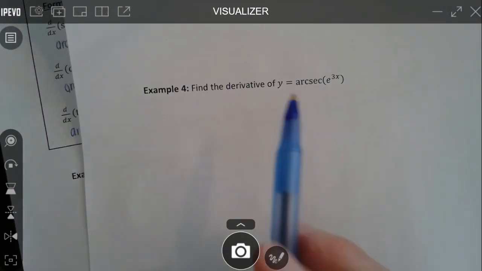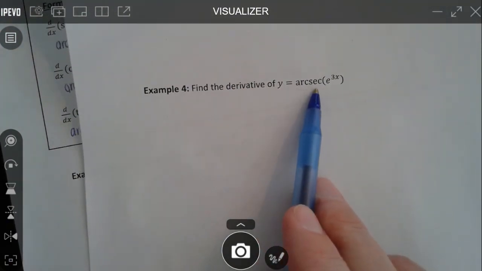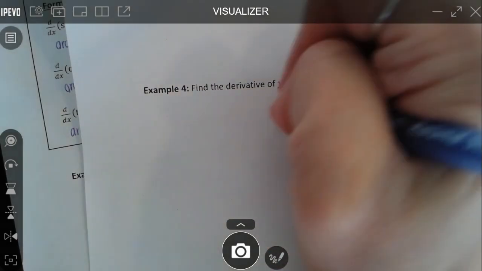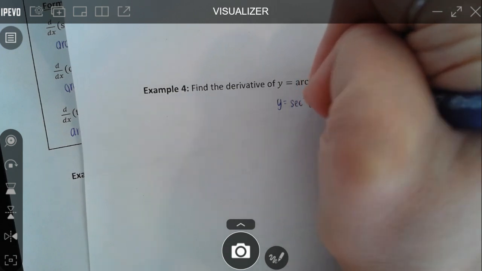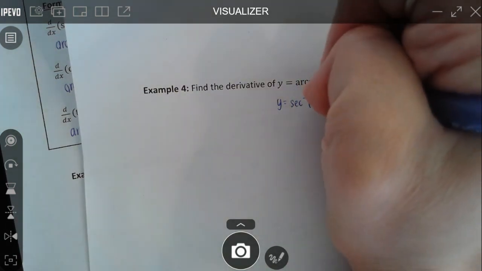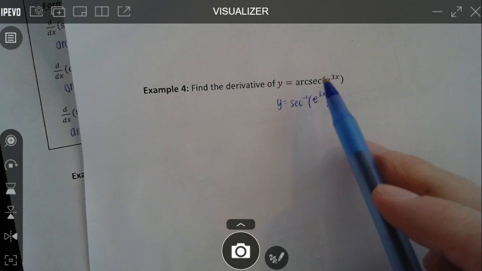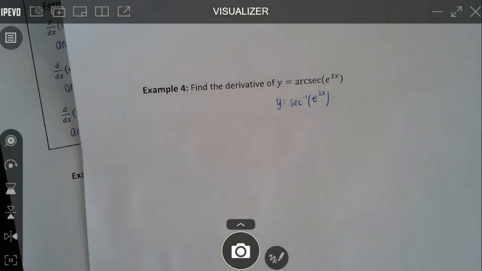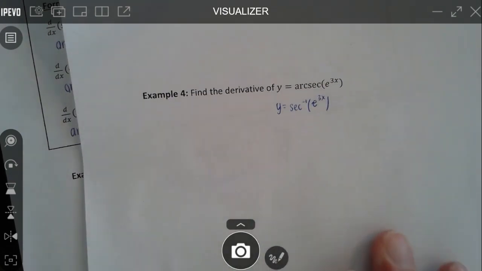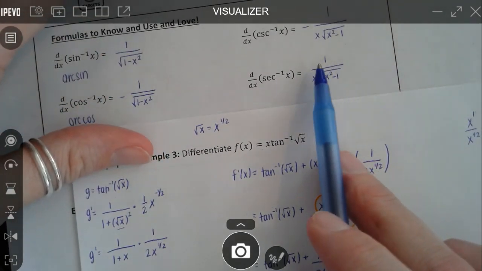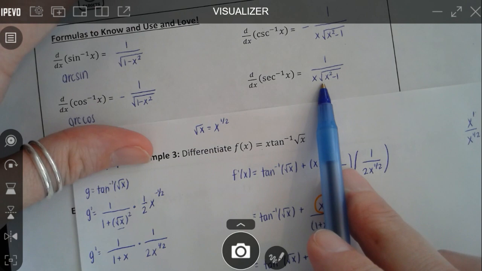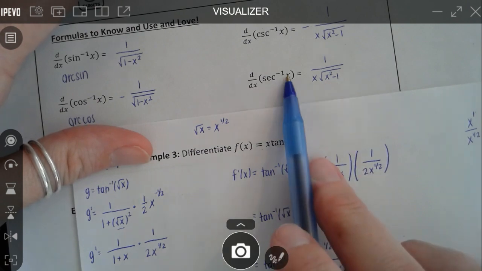All right, and our last example has to do with arc secant. So again, this is just a different way of saying inverse secant. If you need to write it as inverse secant, just to remind yourself, you definitely can, but these are the same thing. So if I'm using the arc secant rule, my rule is that the derivative would be 1 over x times the square root of x squared minus 1. But again, that's only when this is just an x.